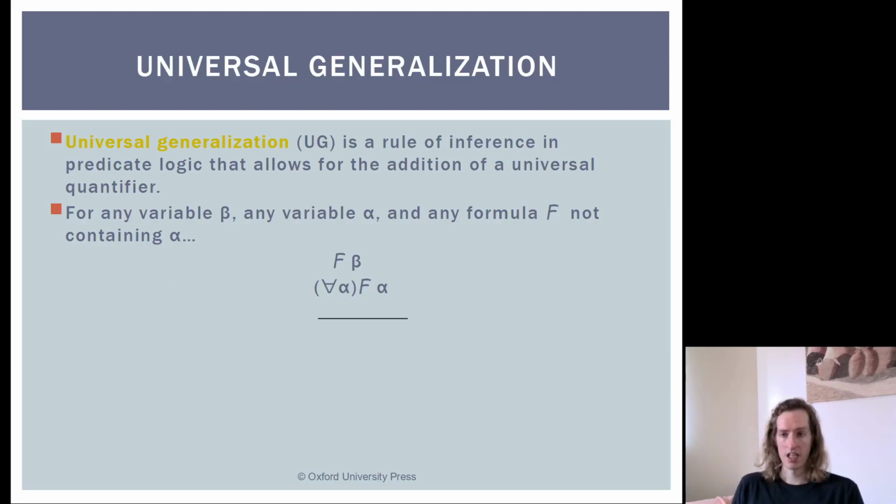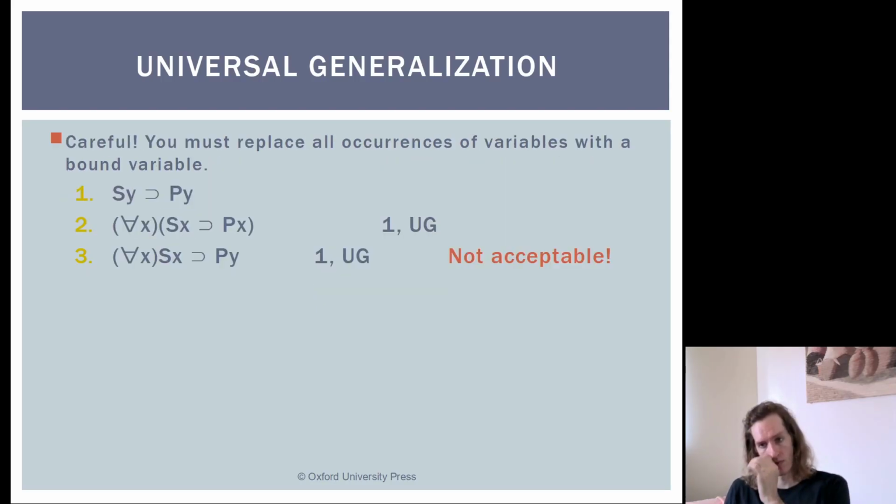So universal generalization is a rule of inference in predicate logic that allows for the addition of a universal quantifier. So for any variable beta, any variable alpha, and any formula f not containing an a, we can move from a free variable, just a variable that isn't using a constant, to saying that it applies in all cases. So you must replace all occurrences of variables with a bound variable.